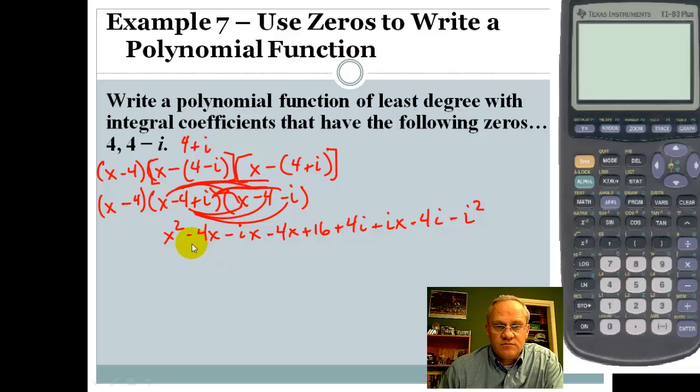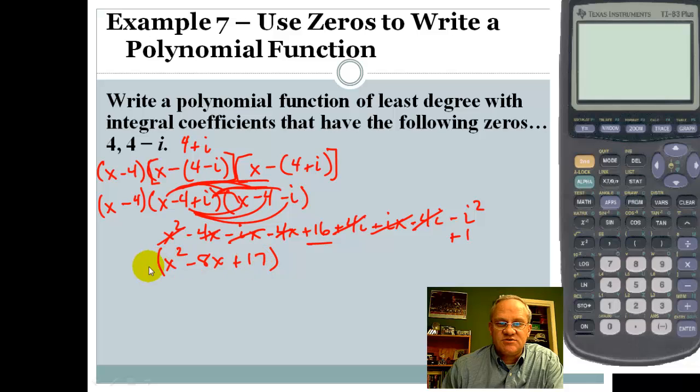A lot of stuff there, but some of the stuff is going to cancel out, okay? So first of all, let's look through here. I've got negative ix right here and positive ix. Those cancel. Then I've got a positive 4i and a negative 4i. Those cancel. Then when I combine these here, I've got x squared, negative 4x, and negative 4x is negative 8x. So that takes care of those. And then I've got 16 here. And then what's i squared again? i squared is negative 1. So this is like minus a negative 1, which is plus 1. So 16 and 1 is 17. So when you multiply those two together, here's what you end up with. x squared minus 8x plus 17.